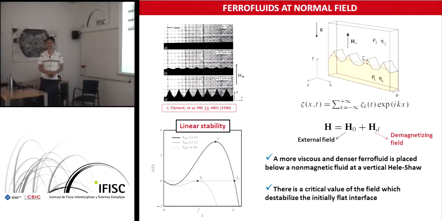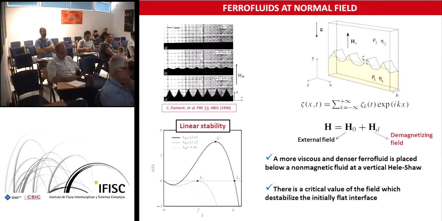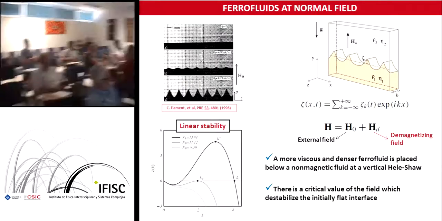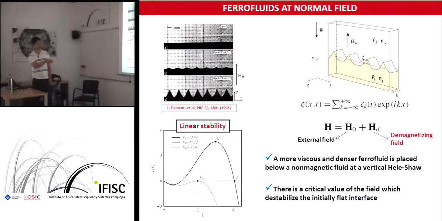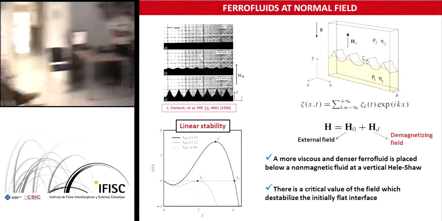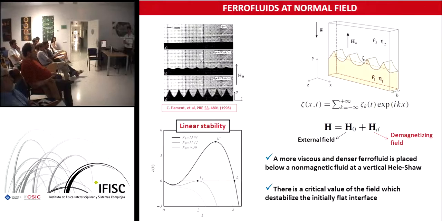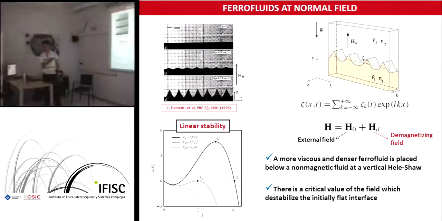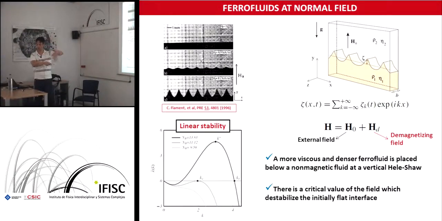This is strange, with gravity, this is strange. But you mean this? It's a pool of ferrofluid, so it doesn't have anywhere to fall. So this is a semi-infinite system. Yeah, that's right. So it's different from the other one which I showed, where they are falling.